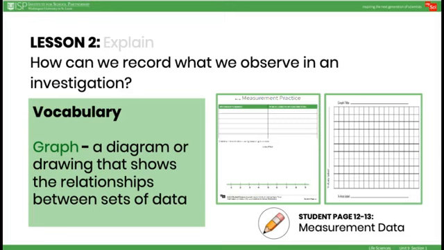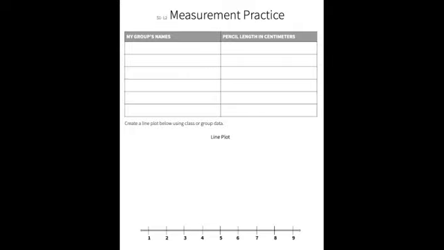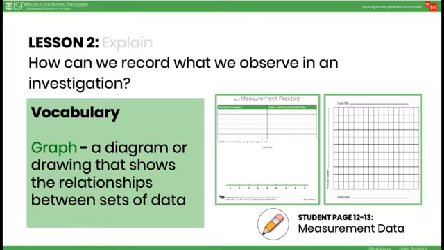In the Explain, have students work in groups of 6 to take measurements of each other's pencils. Record this measurement in centimeters on Measurement Practice, student pages 12 to 13. Explain to the class that scientists make models of collected data so they can analyze data and draw conclusions.